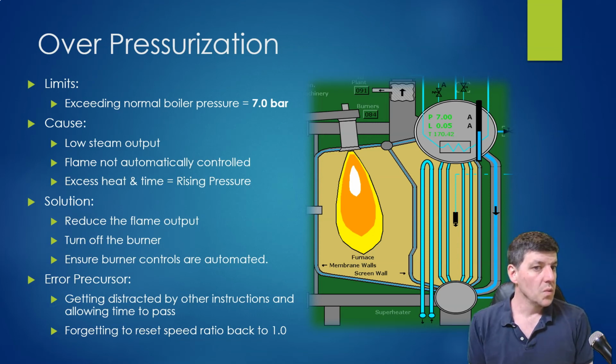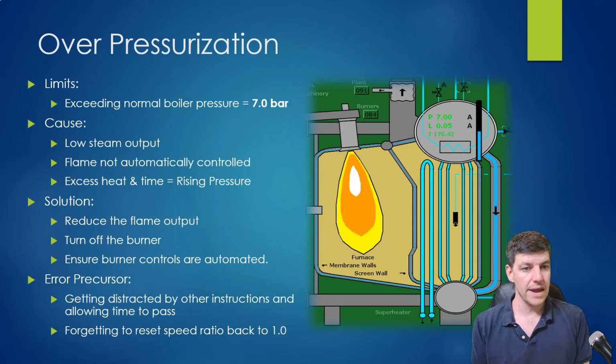So our normal operating limit, 7 bar of pressure in our boiler. And we have a few reasons why our boiler may spike in pressure. One, we have very low steam output. Or two, the flame is not automatically controlled. And either of those can result in us having a pressure that starts rising. If we have a high pressure situation, yeah, we want to reduce the flame output, but probably even better, let's turn off the burner and make sure we've stopped adding energy. And we want to, in the end, make sure our burner controls are automated.